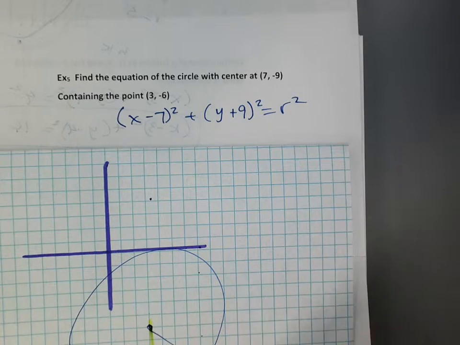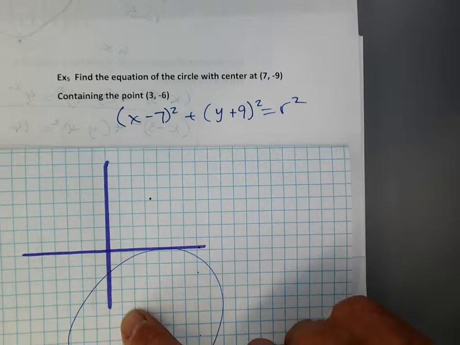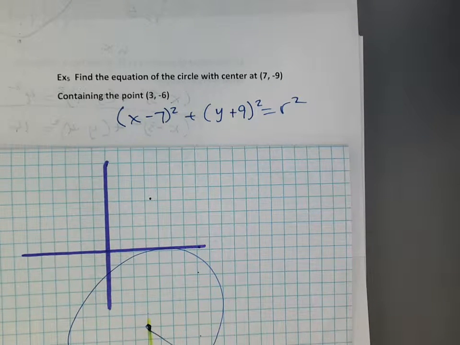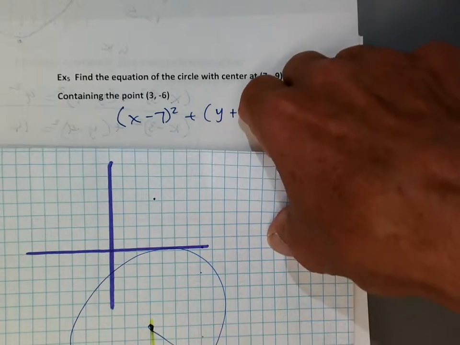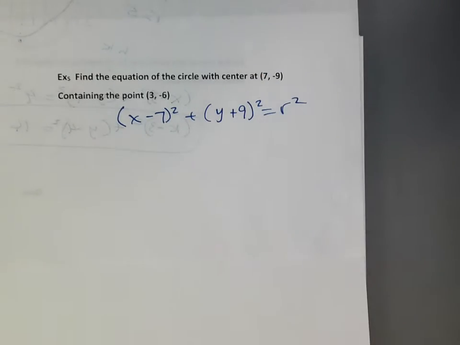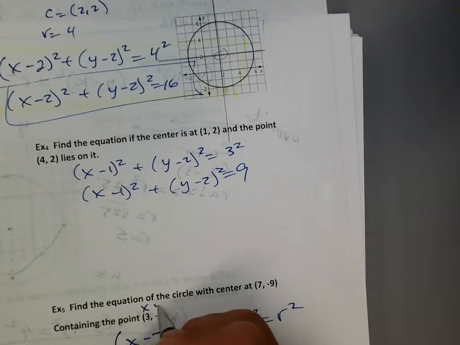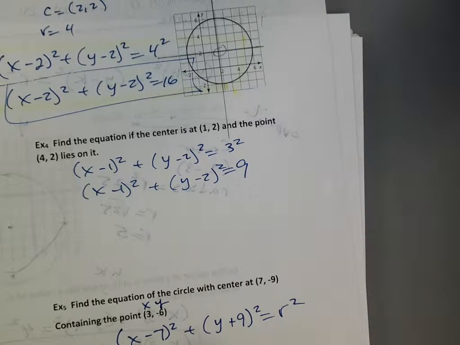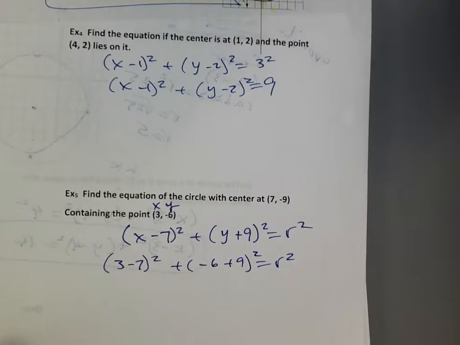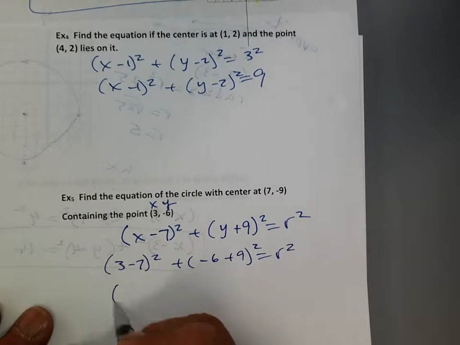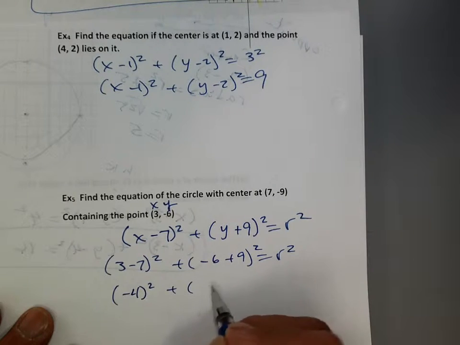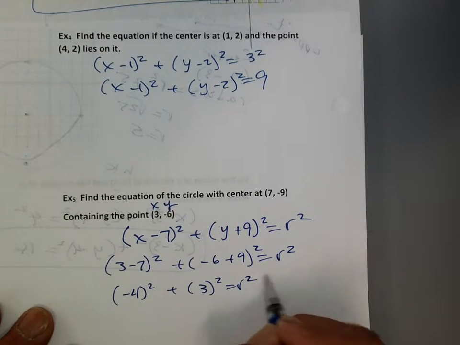So I do know the radius is 5. Can you see this? 3, 4, 5 right triangle? Yeah, Daisy? When I put the numbers in, I got a 5.8. Well, let's check it out because you should know. Let's see what we got, okay? So let me plug the numbers in. So that's an x and that's a y value, right? So let's go 3 minus 7 squared plus a negative 6 plus 9 squared equals r squared. And then I'm going to have a negative 4 squared plus 3 squared equals r squared.